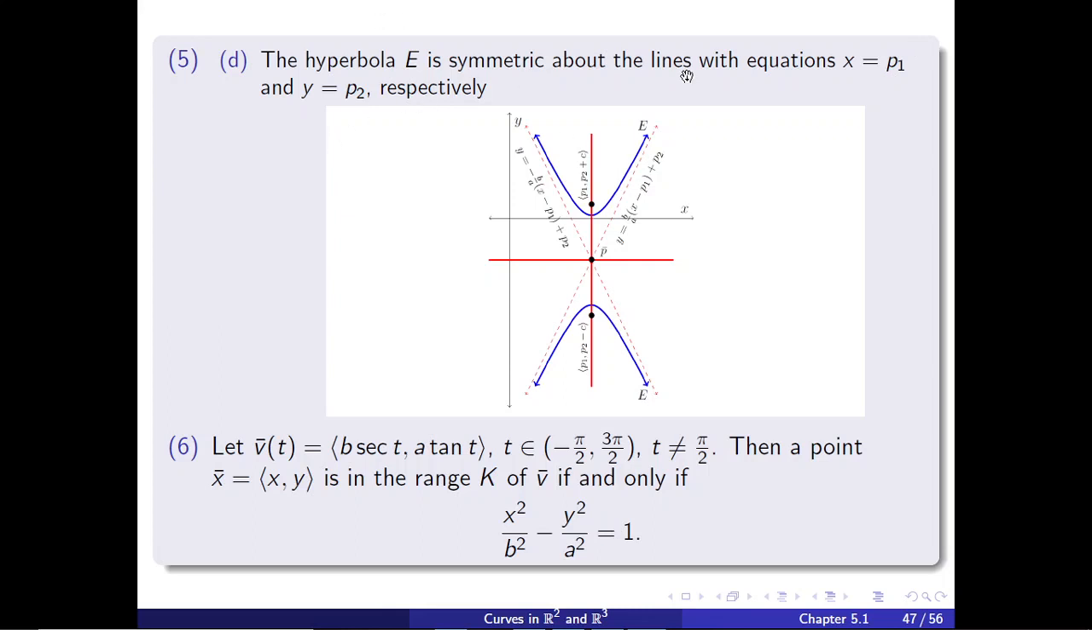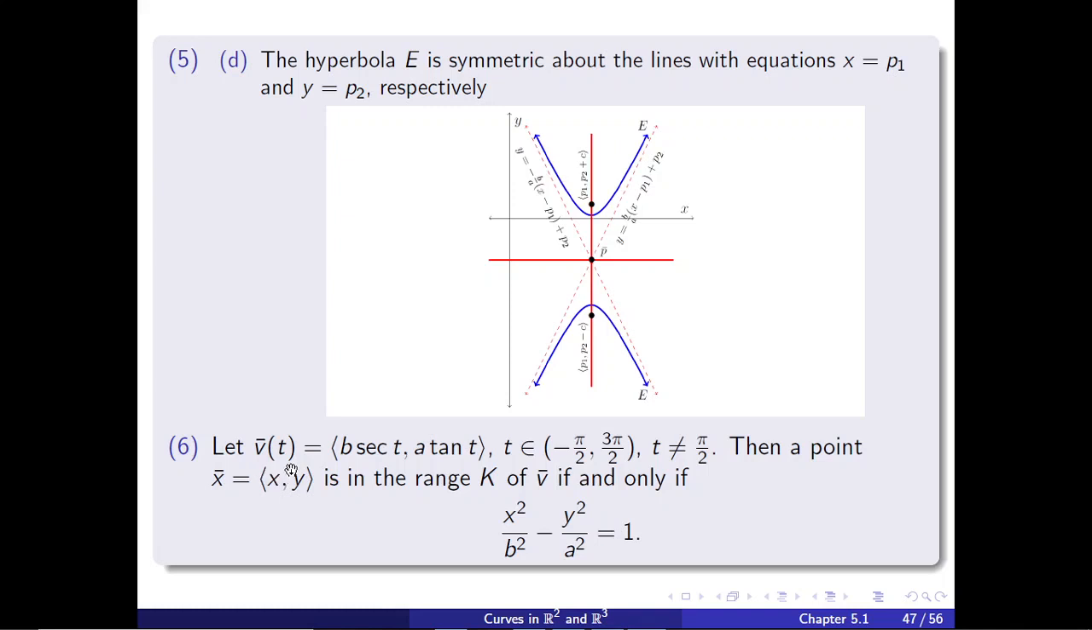right? And then this hyperbola is symmetric about the lines x is equal to p1 and y is equal to p2. In the first instance, when we looked at the first example, it was symmetric about the x-axis and the y-axis, so x is equal to 0 and y is equal to 0. So now we've shifted it to x is equal to p1 and y is equal to p2. Right, I think this is the last point, maybe not.